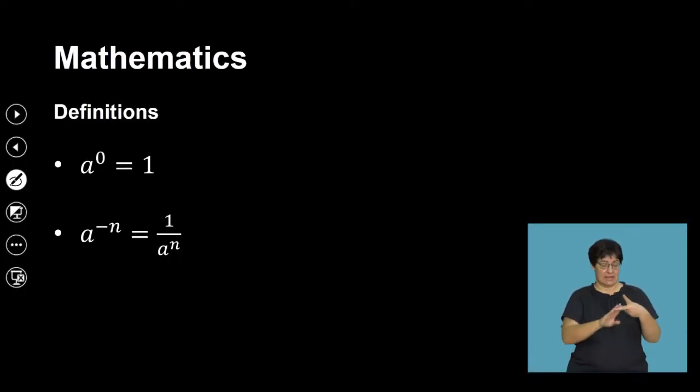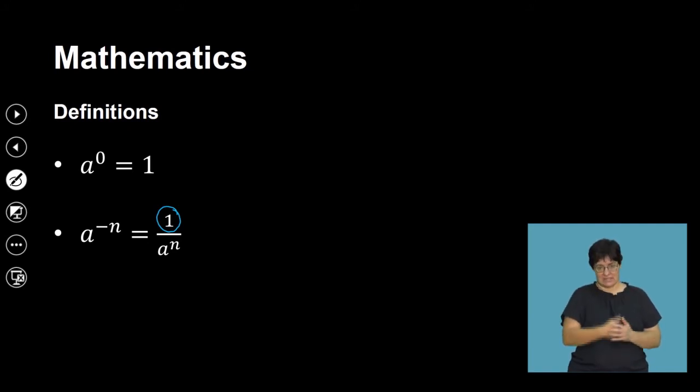The second definition is a to the exponent of negative n. Remember, when you're solving exponents, there is this note that we normally make: leave your answers with positive exponents. To do that, you're always going to take 1 divided by whatever the term is that you were having. So here it will be 1 over a to the exponent of n.